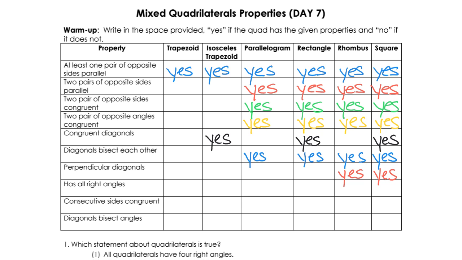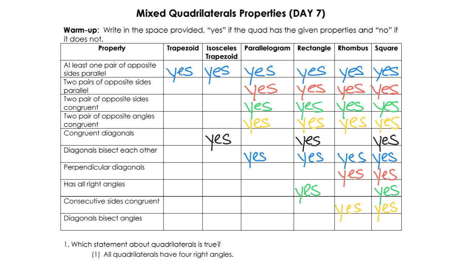Okay. Has all right angles. Okay? And when they say right angles, they're talking about in the corners, like where a rectangle has them, and a square will have them. Okay. Consecutive sides congruent. And when you make consecutive sides equal, they become equal. So our shapes that have all equal sides will be the rhombus and the square.